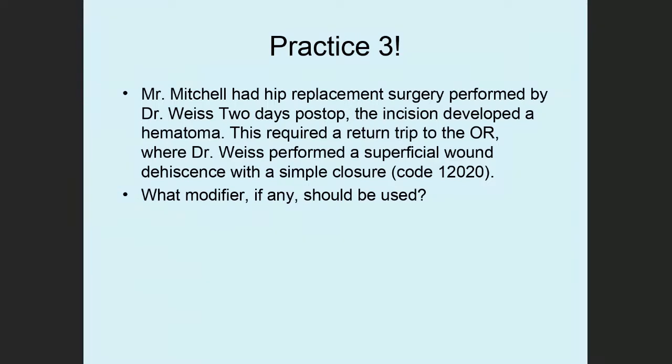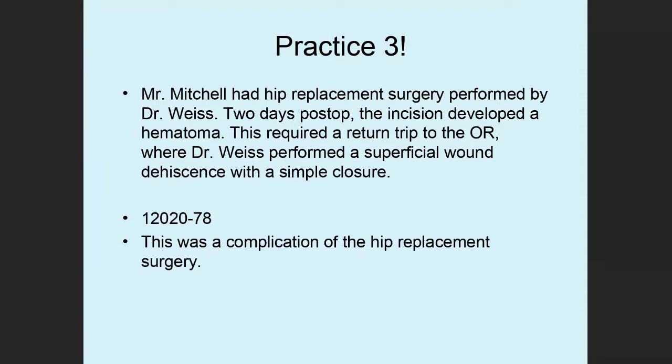So here's another practice. Mr. Mitchell had hip replacement surgery performed by Dr. Weiss. 2 days post-op, the incision developed a hematoma. This required a return trip to the OR where Dr. Weiss performed a superficial wound adhesions with a simple closure, 12020. What modifier, if any, should be used? I'm going to use the 78 on this. This was a complication of the hip replacement surgery. If you did this without the modifier, it would not be paid, but it is legitimate that this be reported separately.